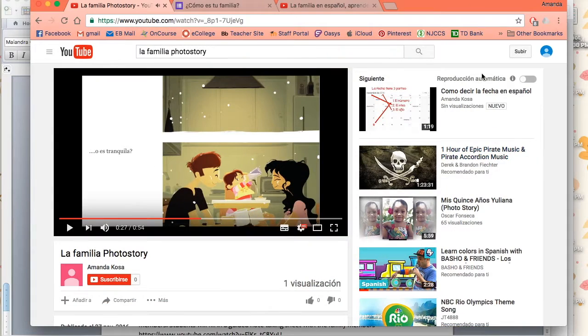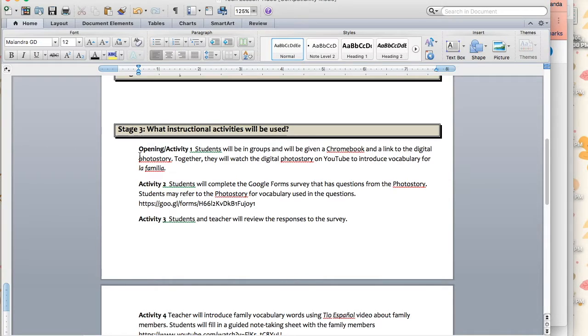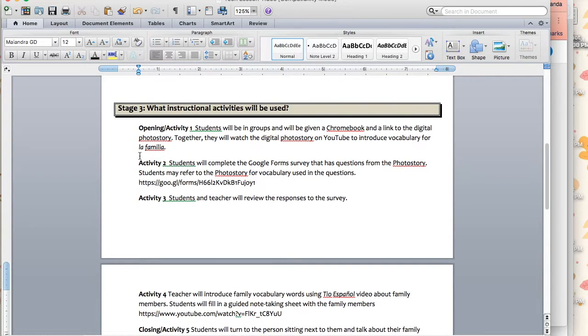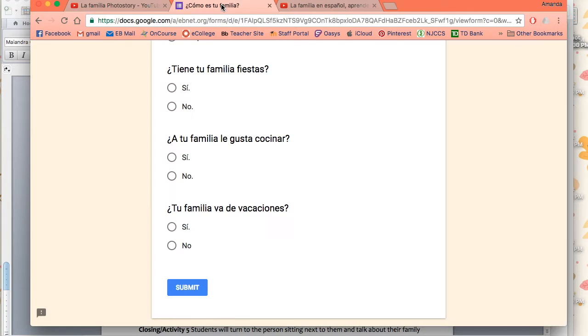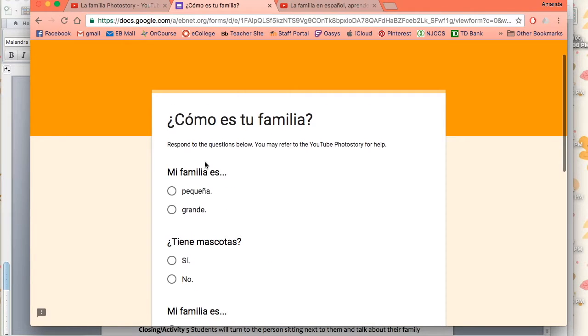That's a small snippet of the photo story. After this, students would be given a link to a Google Forms survey that has questions from the photo story, not a yes or no question in terms of is this correct or not, but rather taking a survey about what characteristics fit their family. So some of the questions here, mi familia es pequeña o grande.